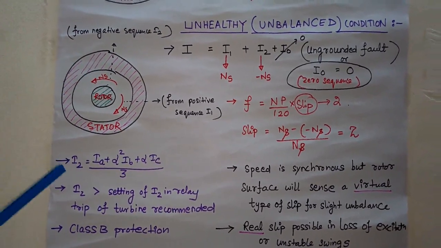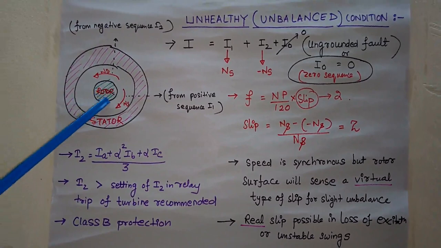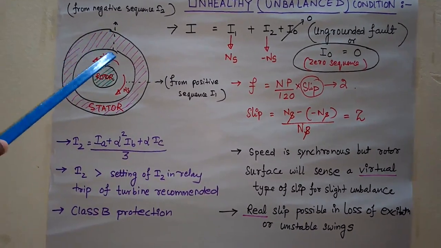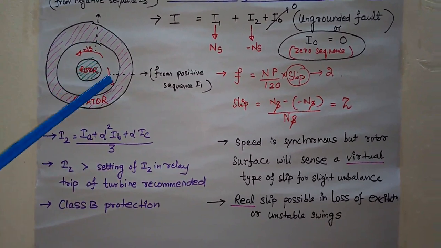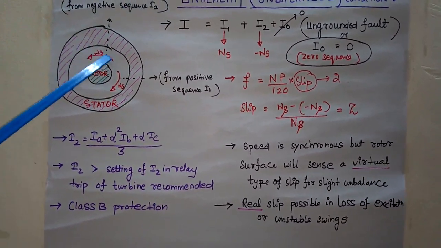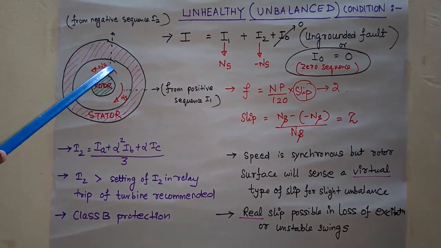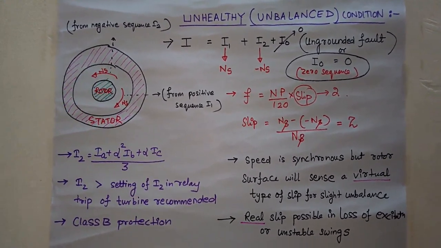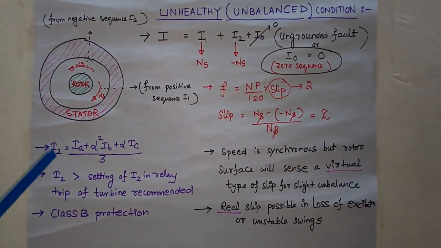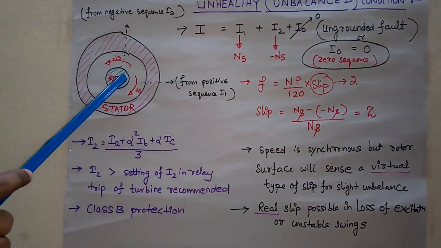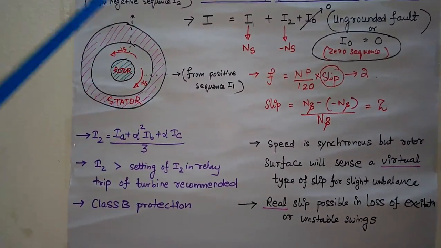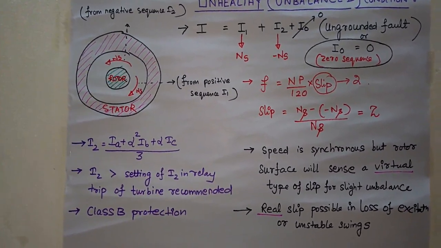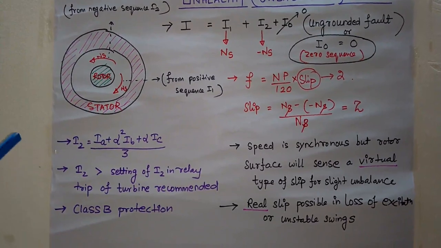Now let's apply the theory of induction machines at this place. Here is the rotor. Now what is the relative speed between rotor and the magnetic field? Between the rotor and the positive sequence field there is no relative speed, but between the rotor and the negative sequence rotating flux, there is some relative speed. And that relative speed is just twice the speed of the rotor. So there will be an EMF induced over the rotor. Even though the rotor is in synchronous condition, there will be some EMF induced in the rotor surface, and the frequency of that EMF will be twice the fundamental frequency.